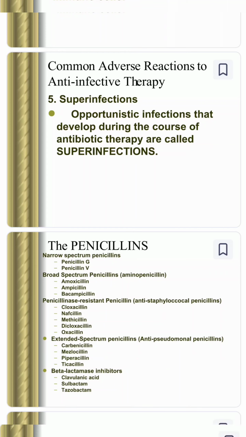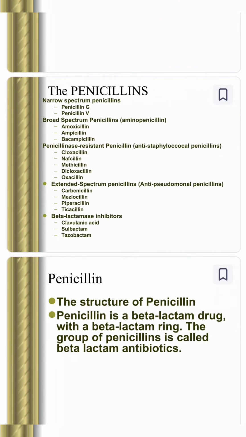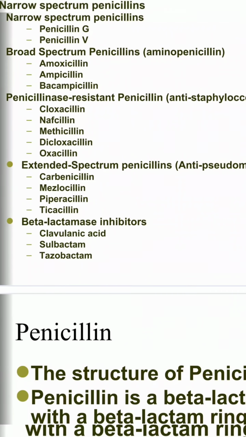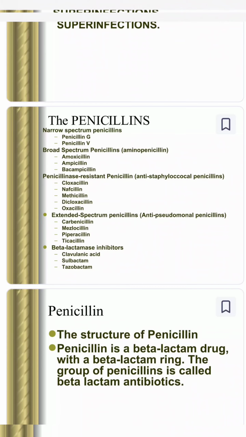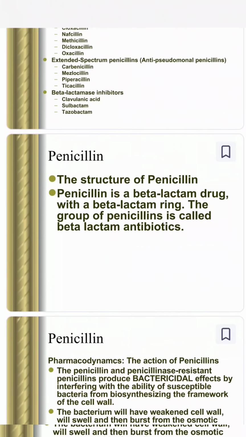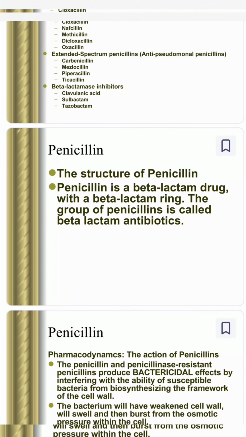The penicillins: narrow spectrum penicillins, penicillin G and penicillin V. Broad spectrum penicillins, amoxicillin and ampicillin. Penicillinase resistant penicillins and extended spectrum penicillins. Beta-lactamase inhibitors. The penicillins are medicines that come in the beta-lactam antibiotics group.